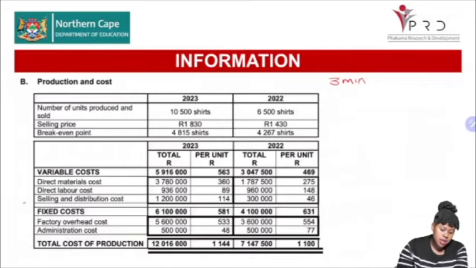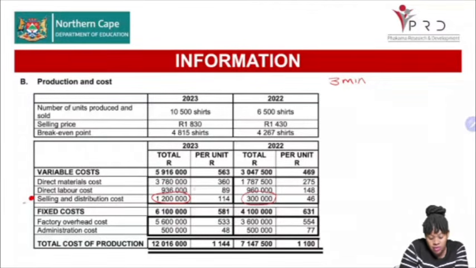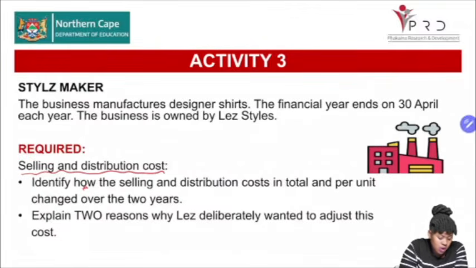Welcome back, grade 12. Now let's quickly look at our selling and distribution cost, because that is what the examiner is talking about. Now, when you look at the selling and distribution cost, what do you see? Do you see that our selling and distribution costs was 300,000 in the previous year, and in this current year, it is now 1,200,000. Now, what is the difference there? Obviously, you can see there is an increase. So that is what the examiner has asked you.